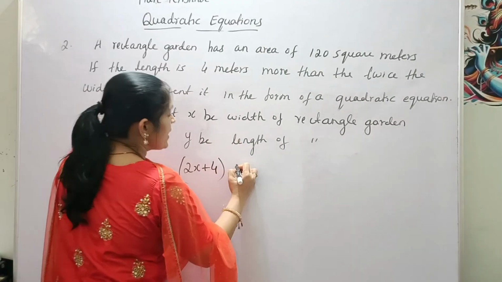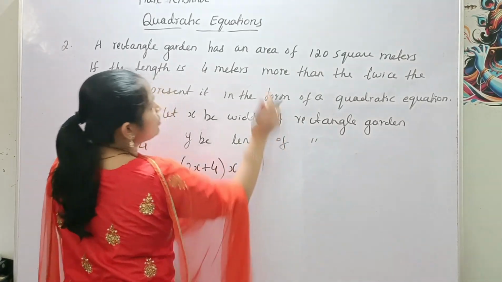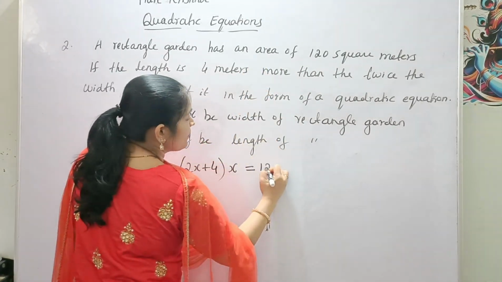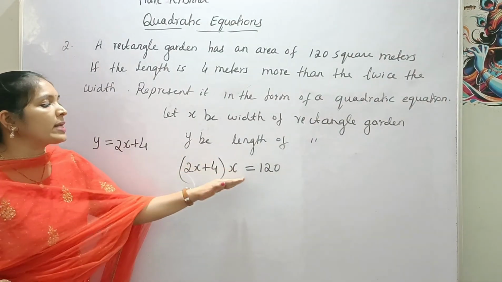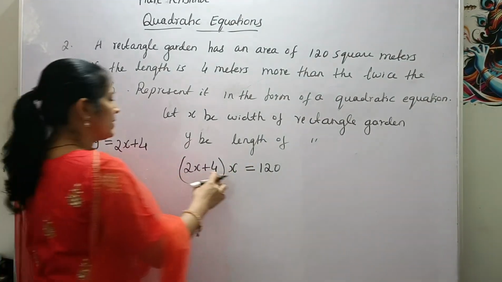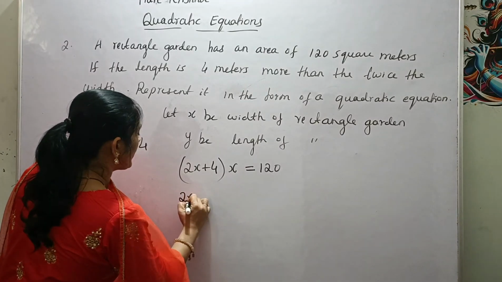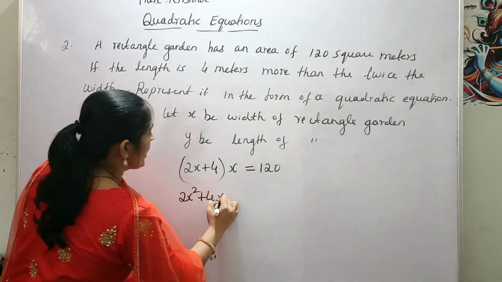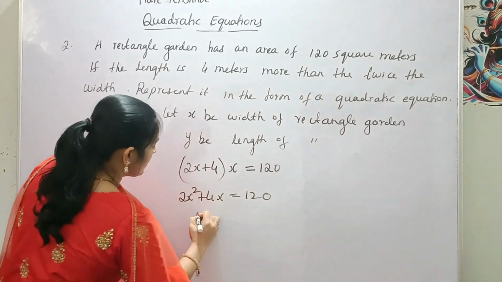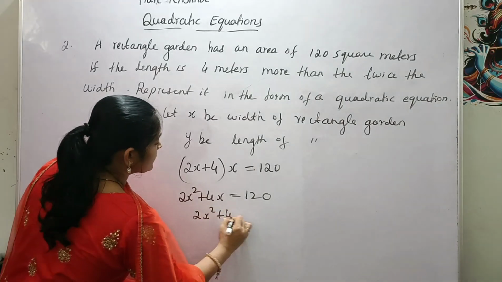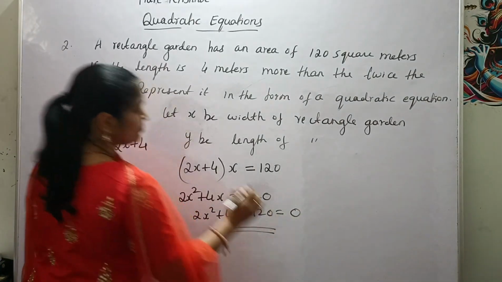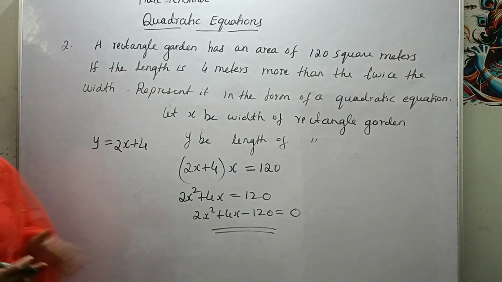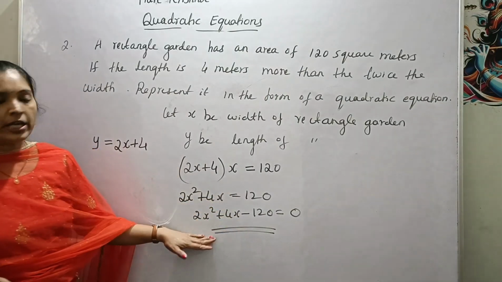So what is the width? x is equal to, what is the area? 120. Right? So here (2x plus 4) into x is equal to 120. That is 2x square plus 4x is equal to 120, that is 2x square plus 4x minus 120 is equal to 0. So it is the required quadratic equation.